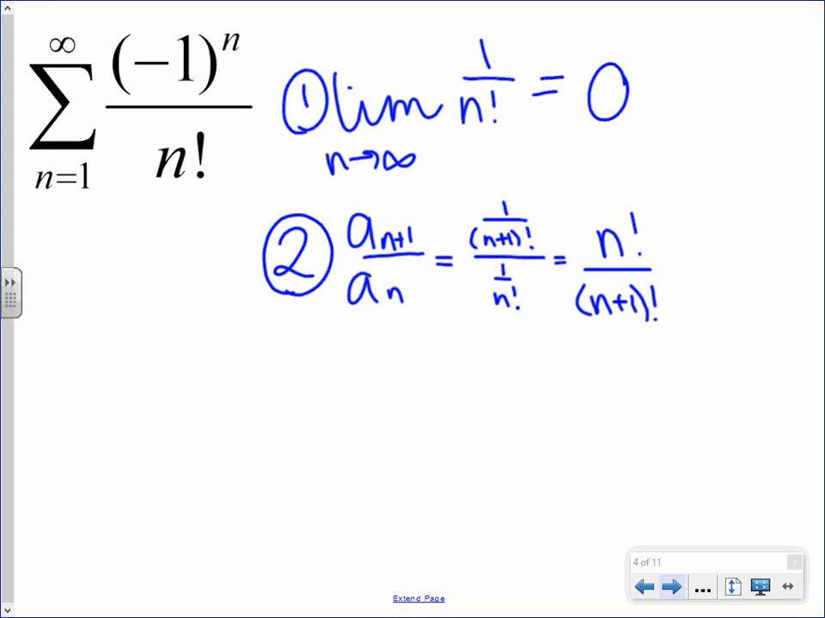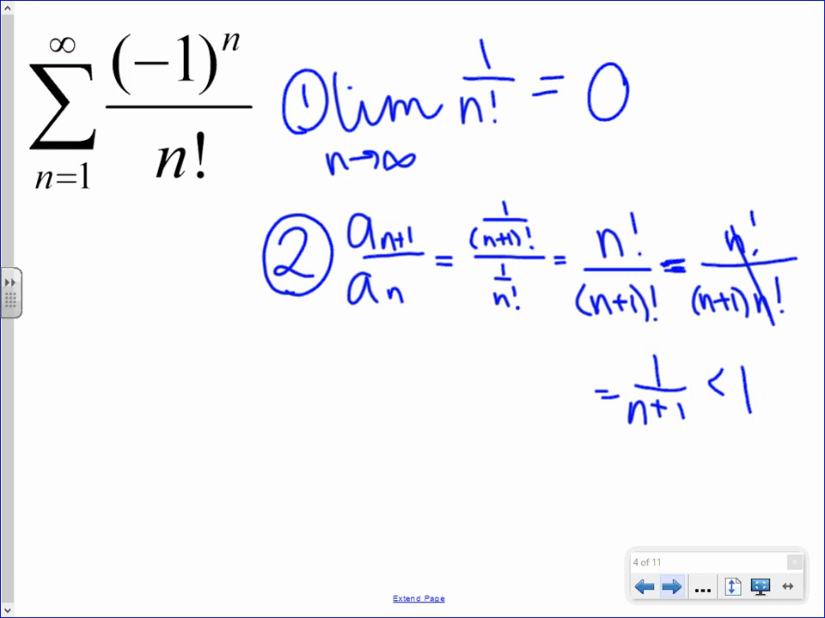All right. How are we going to reduce this? n plus 1 times n factorial is the same. So those cancel, and we have 1 over n plus 1, which is always less than 1 if we're talking about positive integers for n.